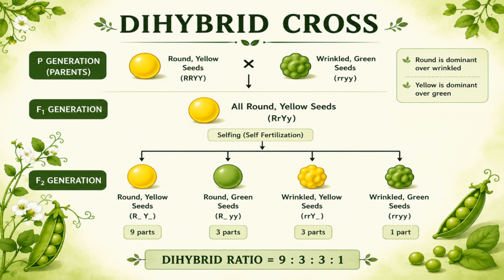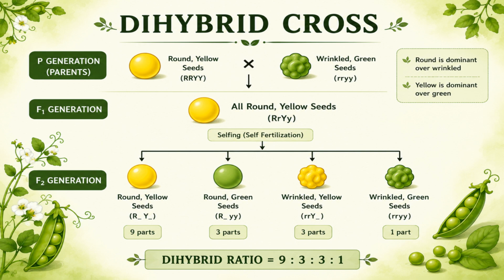Now, what do you think happened? Did some offspring have round seeds and some wrinkled? Did some have yellow seeds and some green? Interestingly, none of these variations appeared in the F1 generation. All the plants of the F1 generation produced round and yellow seeds only. This observation was very important. It showed that for seed shape, round trait was dominant over wrinkled trait.